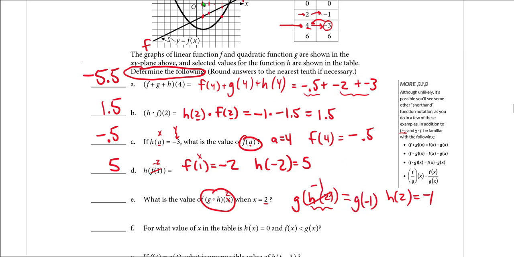I go on to the graph here. There's the x value of -1. Down to the g function, that's the g and the f function. They intersect there. That's -3. So g of -1 equals -3.